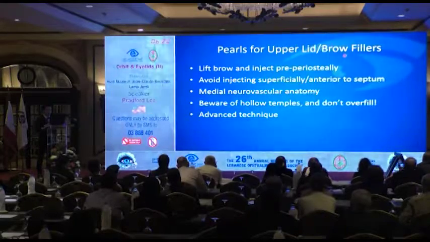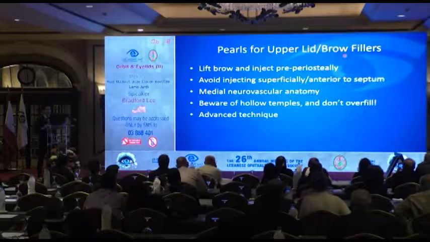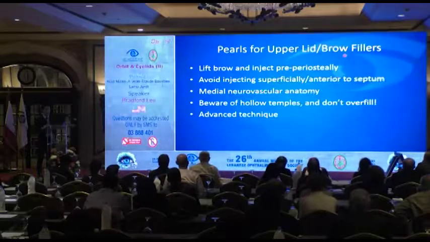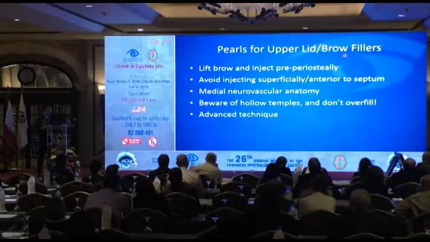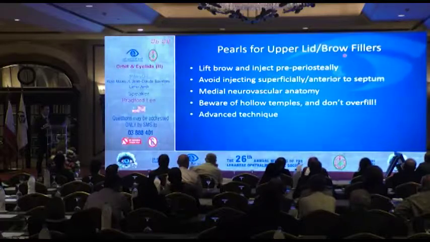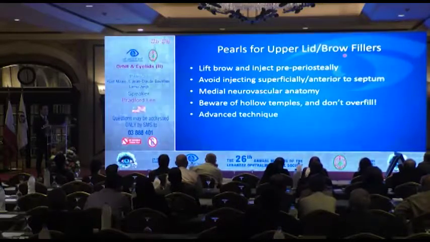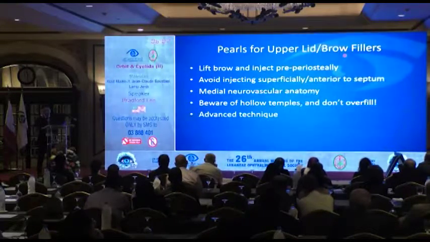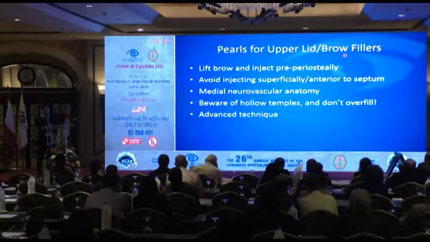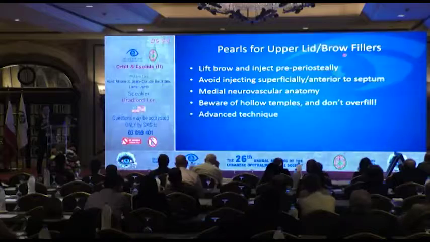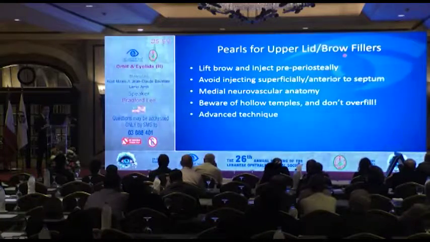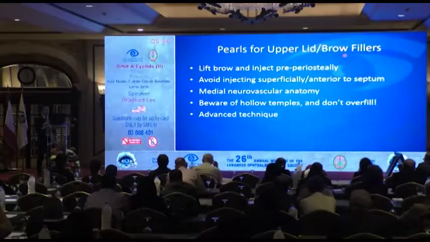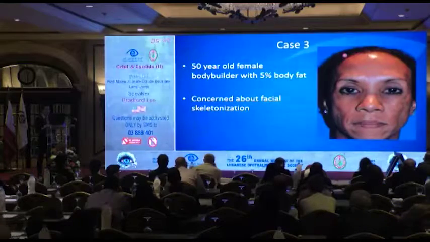And so pearls for this region, for filling the superior sulcus and brow fat pad: you want to lift the brow, inject deeply just above the periosteum. You don't want to inject superficially or anterior to the orbital septum. Be mindful of the neurovascular anatomy, and then also beware of hollow temples. If the patient has a lot of hollowing of the temple and you don't address this, filling and plumping the brow fat pad under the tail of the brow will look very unnatural and unusual. So really, again, it goes back to evaluating the whole complex and surrounding areas to have a harmonious appearance.